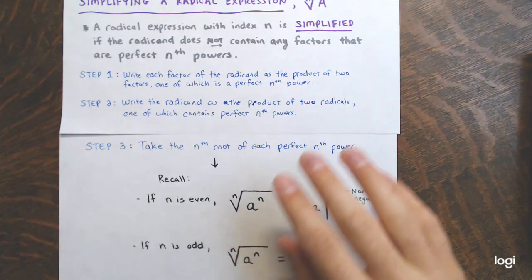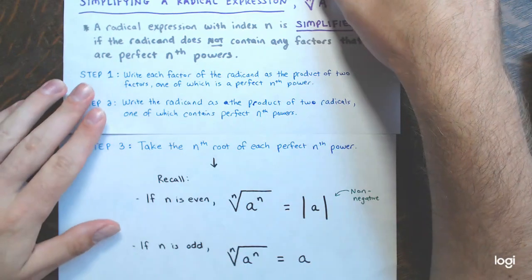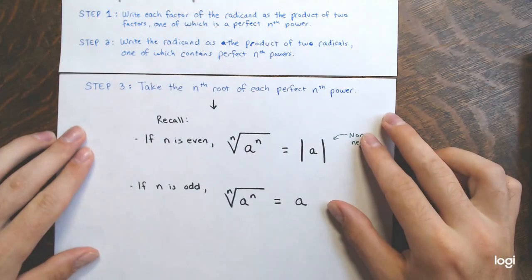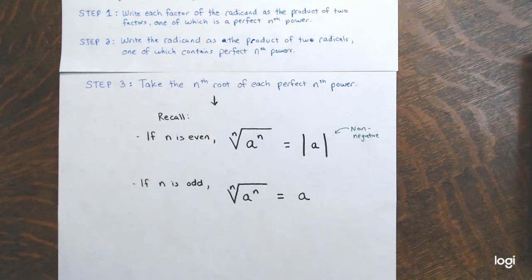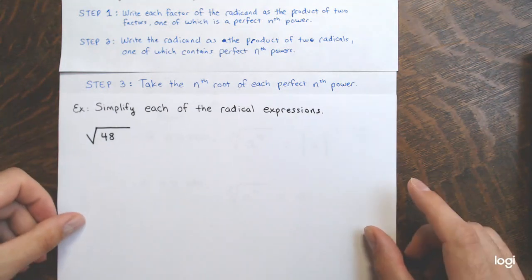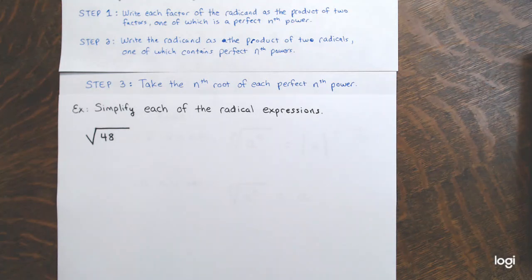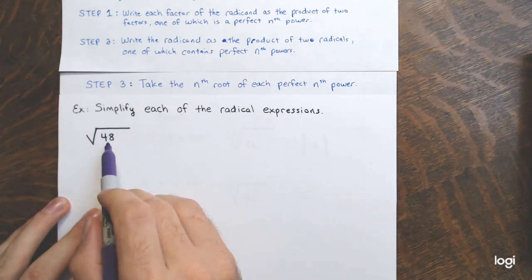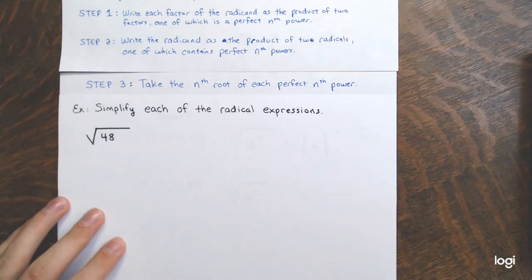Okay? Alright, so I'm going to keep these steps to simplifying up at the top of the screen, and then we're going to bring in my first example. The instruction for my first several examples is to simplify each of the radical expressions. So here I have the square root of 48. And again, this symbol is asking me for the non-negative square root of 48. My final result should not be negative.